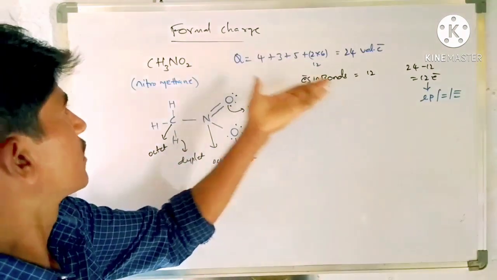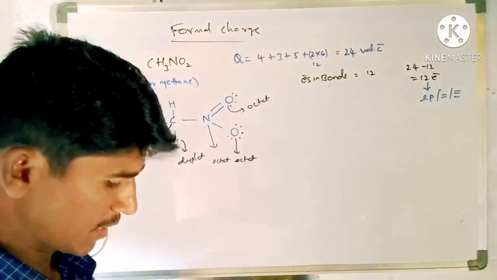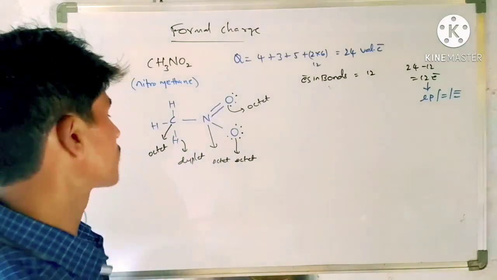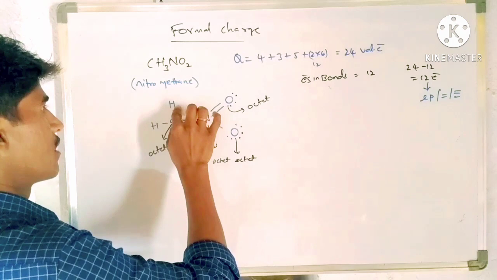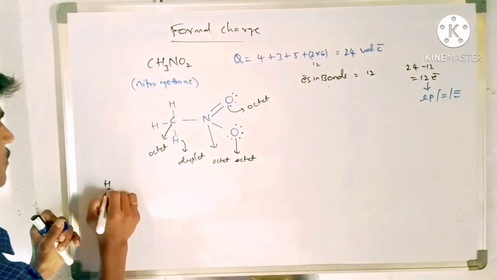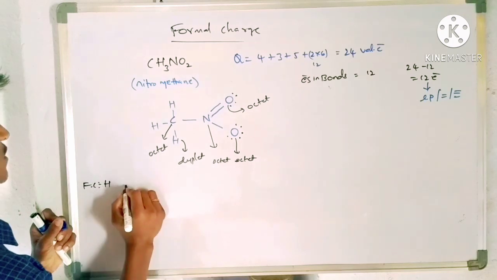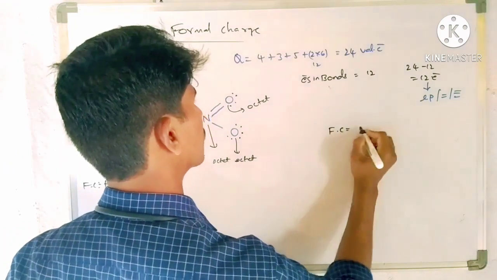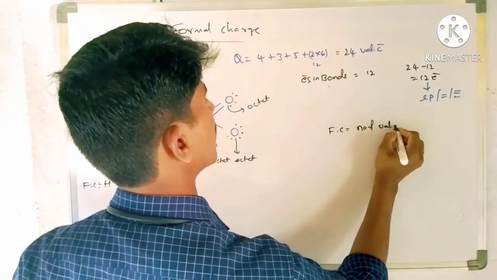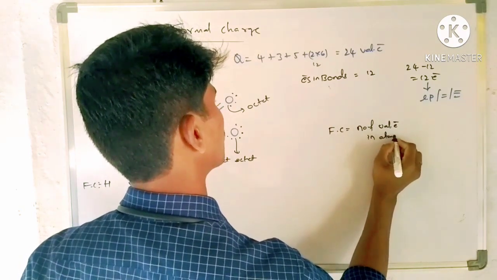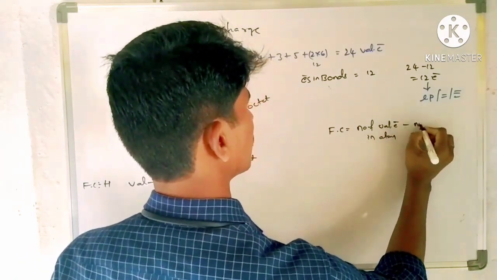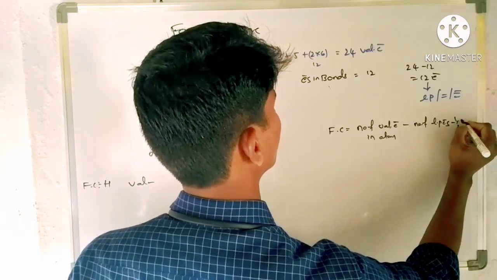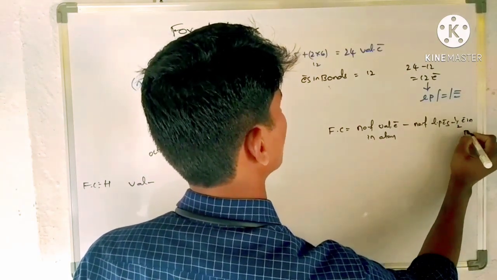Now we have to consider the formal charge for each and every atom. For example, hydrogen's formal charge is 0. Why is it 0? We know very well the formula: formal charge is equal to the number of valence electrons in the atom in its free state, minus the number of lone pair electrons, minus 1 by 2 of the electrons in bond pairs.